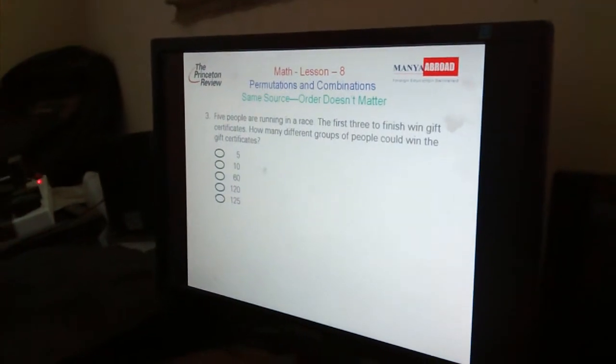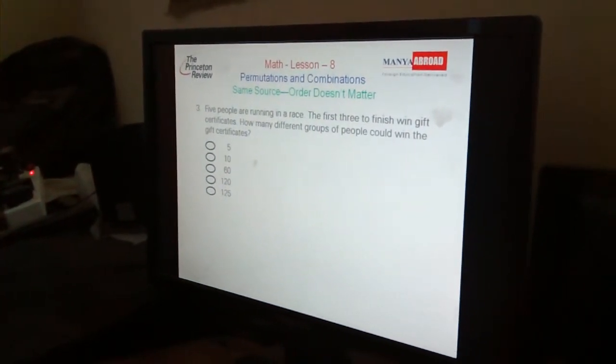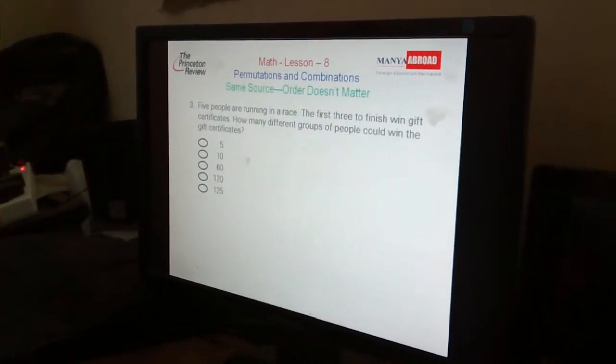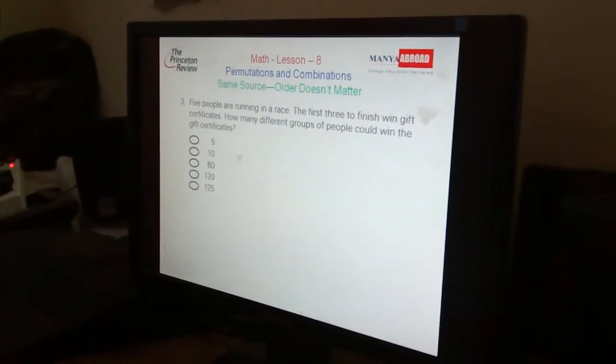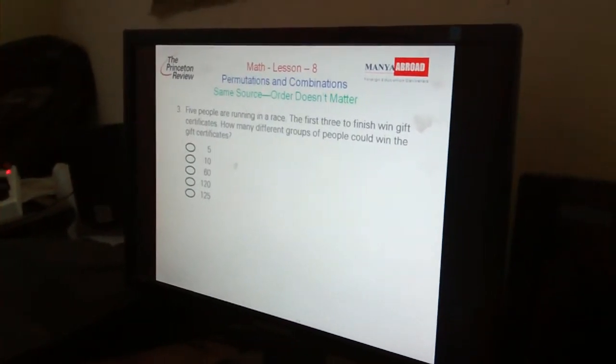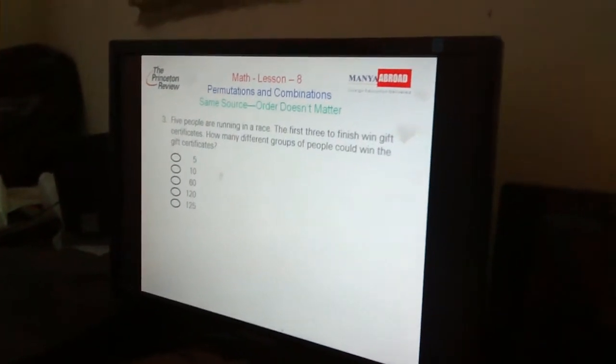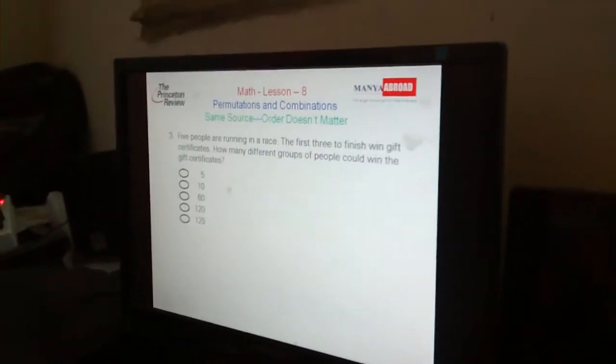Let's come to the third question. It's similar to the second question, but tell me whether it's the same or not. Now here goes the question. The third question says 5 people are running a race. The first 3 to finish win gift certificates. How many different groups of people could win the gift certificates?